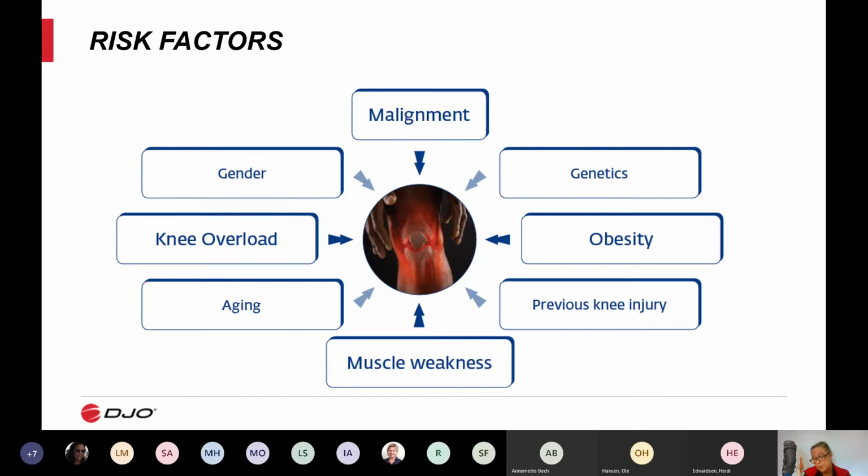Also, there is a difference between genders, so more women are likely to get knee OA than men. And of course, malalignment is the primary factor that can put problems on the knee, and this is also where you have a bracing effect. But if we take care of the malalignment, we can indirectly affect muscle weakness and obesity, which are key factors to improve an OA patient's condition.